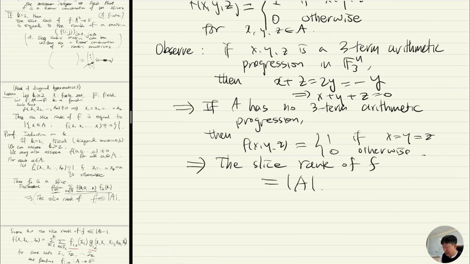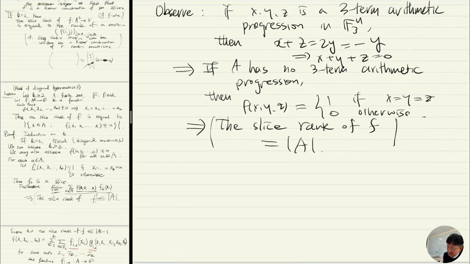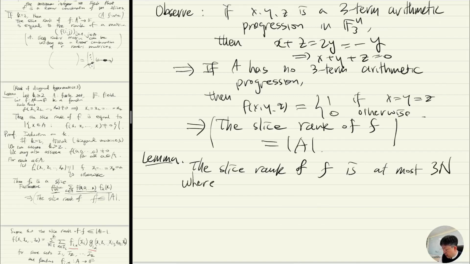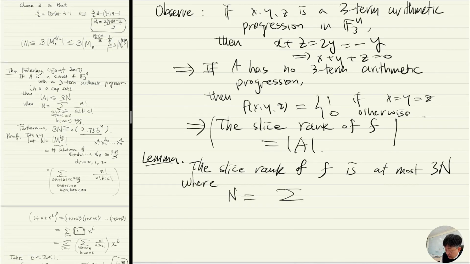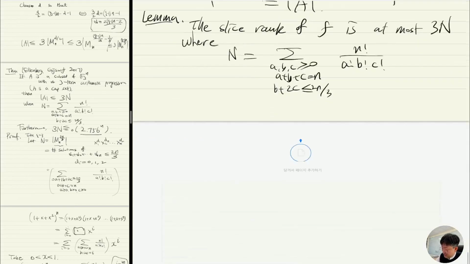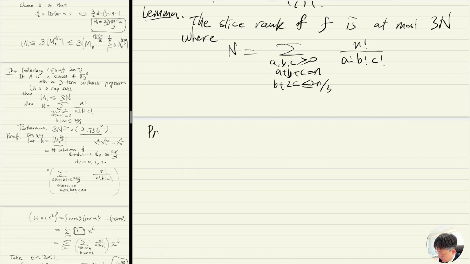So now we're going to use this slice rank. Now here's a lemma, right? The slice rank of f is at most 3 times N, where N is the same as that. Let me just copy. So a, b, c are non-negative and their sum is n, and we are summing over n over a factorial, b factorial, c factorial, with b plus twice c at most 2n over 3. All right, so how do we prove that?